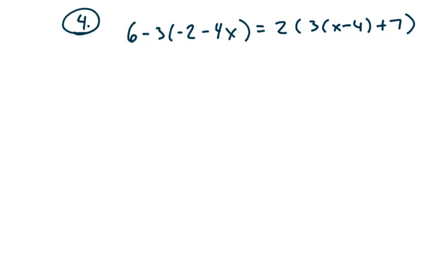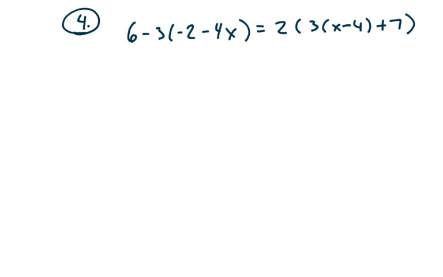Okay, let's look at this question here. 6 minus 3 times the quantity negative 2 minus 4x is equal to 2 times the quantity 3 times the quantity x minus 4, close parentheses, plus 7, close parentheses. Yeah, it's a mouthful. So this question is a little tricky, a lot harder than the previous ones.